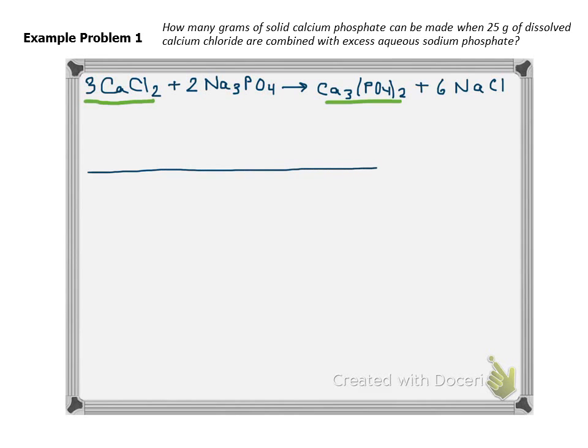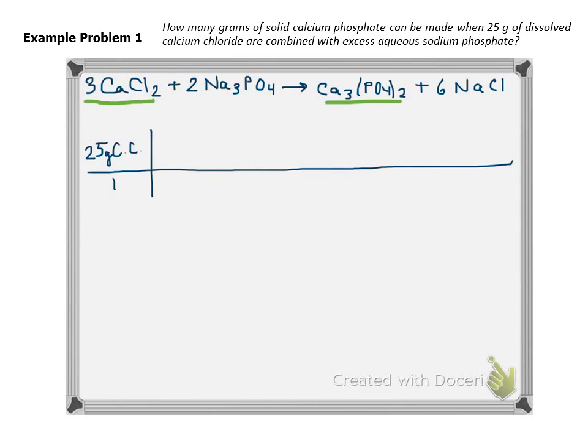just like we've done in class, we're going to be setting up a series of conversion fractions to take us from one side of the equation through the mole tunnel to the other side. So we first begin with our starting amount. According to our problem, we have 25 grams of calcium chloride. I'm going to abbreviate these formulas.